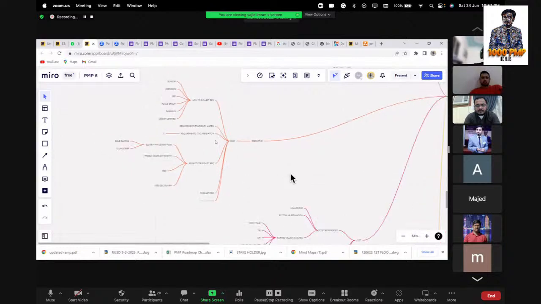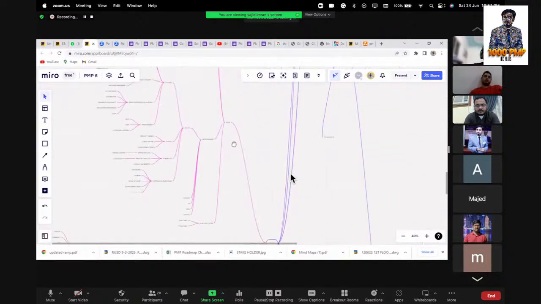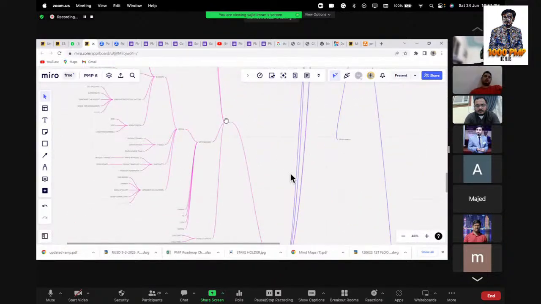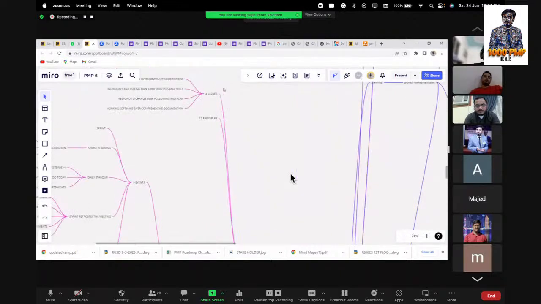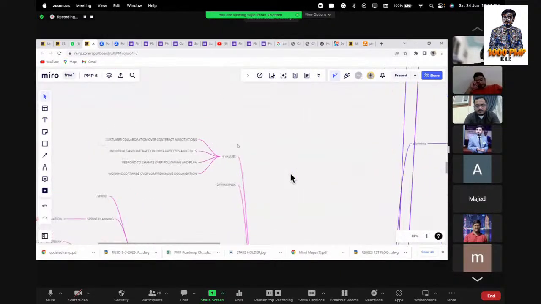Let's quickly discuss agile as well. So we discussed 2 life cycles of the project, predictive and agile. So when we talk about agile, it has 4 values. We have talked about it earlier as well. Agile has 12 principles. Agile has 5 events.